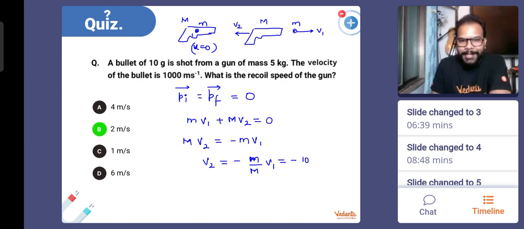So small m is 10 grams, so 10 into 10 to the power minus 3 upon the mass of the gun, that is capital M, 5 kg, and the velocity is 10 to the power 3 meters per second for the bullet. This gets cancelled, 10 by 5, and v2 comes out to be minus 2 meters per second. This minus sign is indicating that your gun is moving opposite to the direction of the bullet.